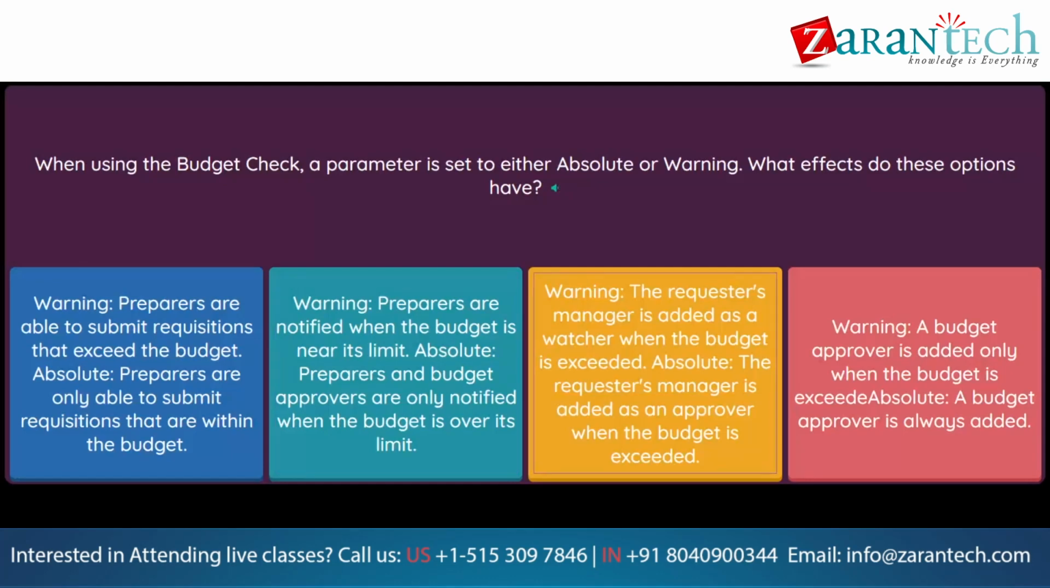Option 3, Warning: the requester's manager is added as a watcher when the budget is exceeded. Absolute: the requester's manager is added as an approver when the budget is exceeded. Option 4, Warning: a budget approver is added only when the budget is exceeded. Absolute: a budget approver is always added.